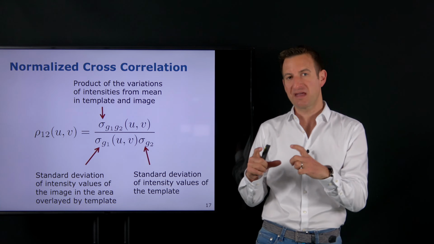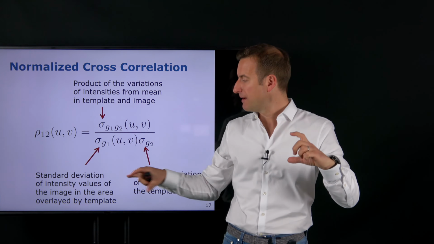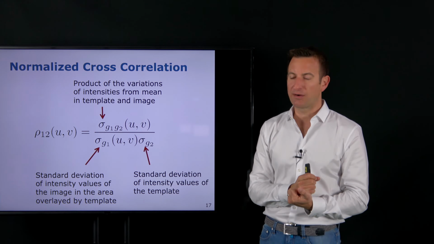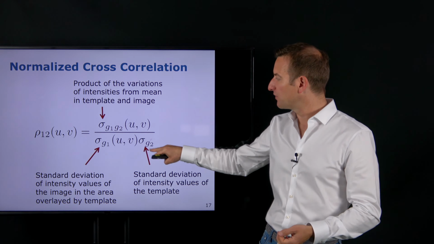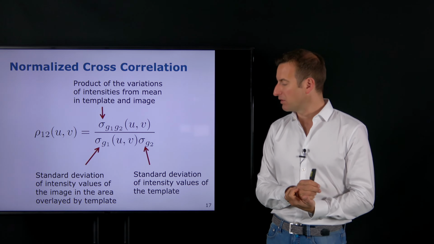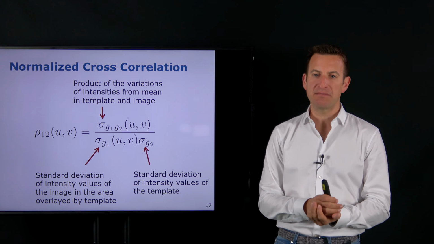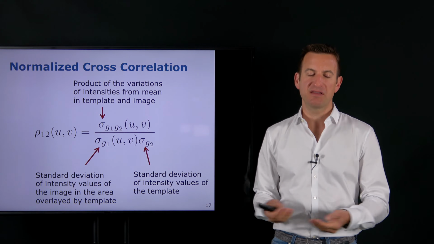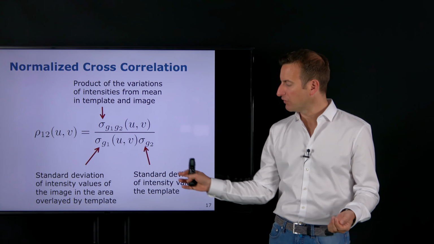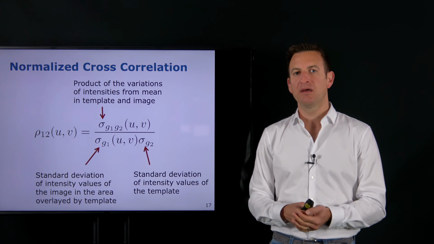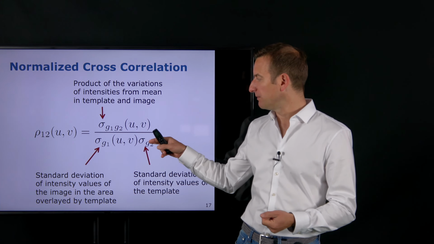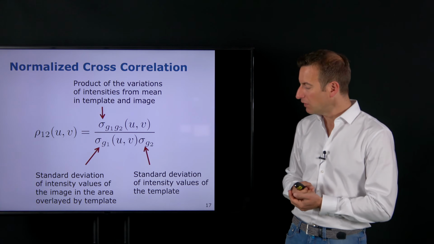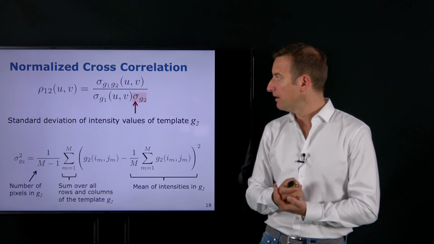So I'm taking the size of the template, overlaying it with my image at the position where I want to evaluate it, and then only computing the standard deviation in that local area. The second one here is free of the parameters u and v, because this is just the standard deviation in my template, and no matter where it is located in the overall image, these are the same intensity values. Therefore, I only need to compute that once, and this parameter is independent of the actual location I'm looking at, because it only depends on my template.